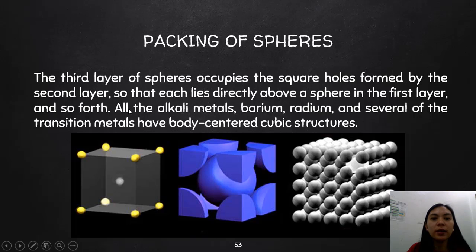It says here, all the alkali metals, such as your barium, radium, and several of the transition metals have a BCC structure. So, yan lang po yung example ng mga solids which follows this particular type of packing.